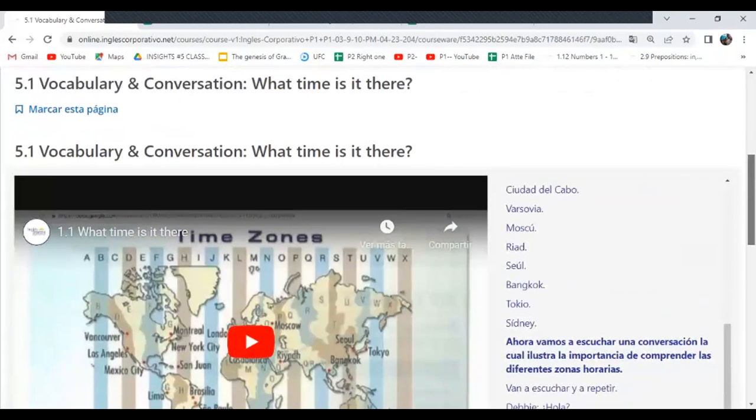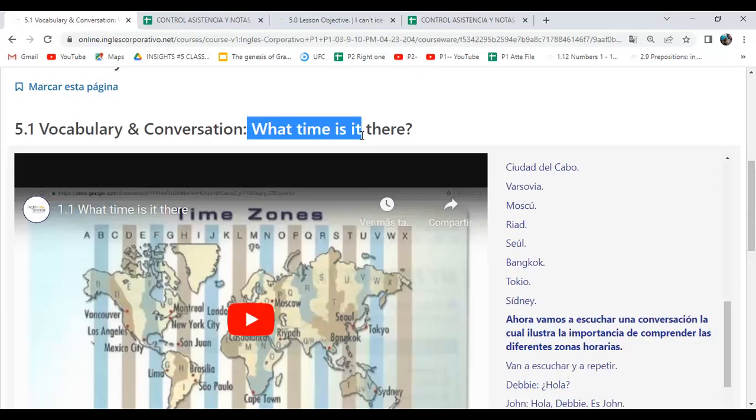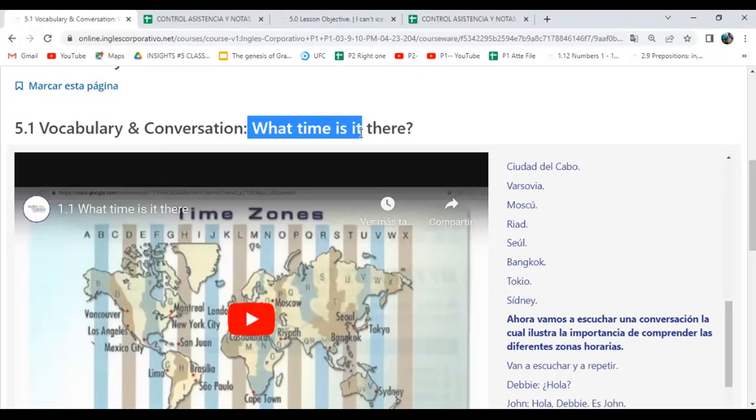Vocabulary and conversation. What time is it there? Repeat. What time is it there? La pregunta para pedir la hora es what time is it? What time is it? Disculpe, ¿cómo se dice disculpe? ¿Qué horas son? Excuse me, what time is it? Hola, muy buenos días. Disculpe, ¿qué horas son?